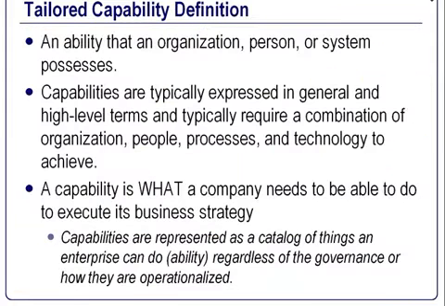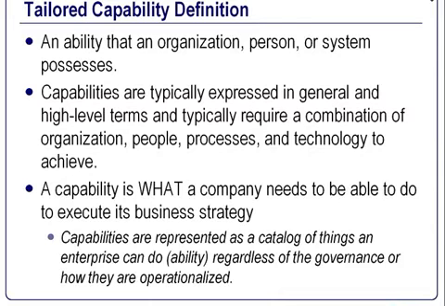So, what we did is we took some of the industry standard definitions and came up with a tailored definition of what a capability is, namely an ability that an organization, person, or system possesses, with the idea that a capability describes what a company needs to be able to do to execute its strategy, as opposed to how you do it. So again, that was reflected in the previous meta model, by having the capability being a part of the strategic business architecture and providing, again, that view into the operations of the enterprise as it relates to how you support that capability.